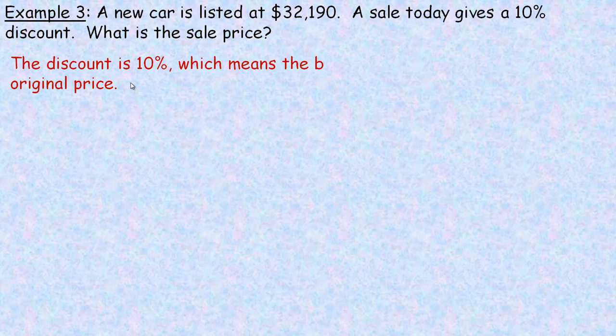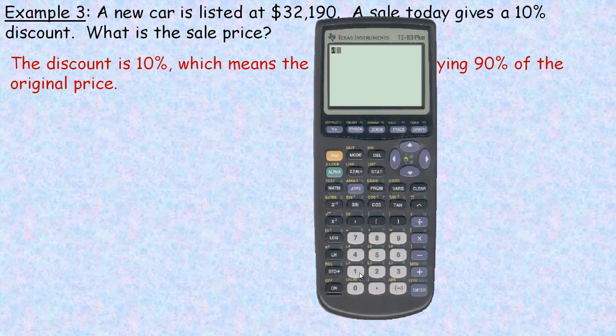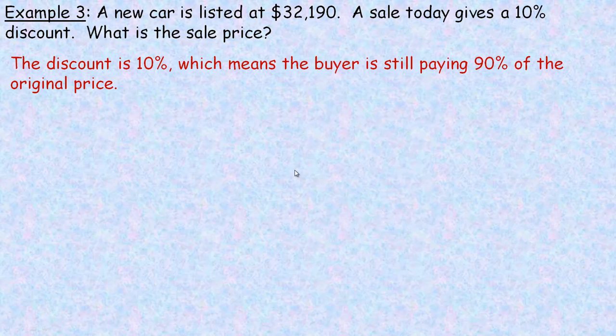So the discount is 10%. And that means the buyer is still paying 90% of the original price. See, if we take our calculator here and start at 100% and subtract 10%, then, okay, that's the discount. You're still paying 90% of the original amount. So another way to do this, if you don't really care to know the number of dollars in discount, you just want to find the final price, is to take this $32,190 and find 90% of it. Finding 90% of it takes 10% off.